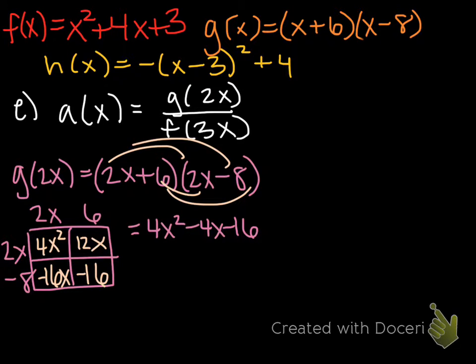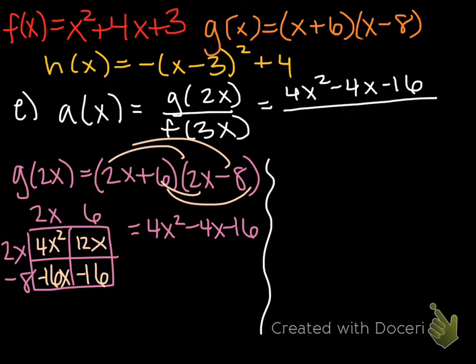So in terms of my answer, I can go up here and I can replace the top with what I just got. So g of 2x was equal to 4x squared minus 4x minus 16. That's done. Now I just need to figure out what f of 3x is equal to. So I can do that at the bottom. So f of 3x, so I'm using the f function right there. So that means everywhere x is, I replace it with 3x.